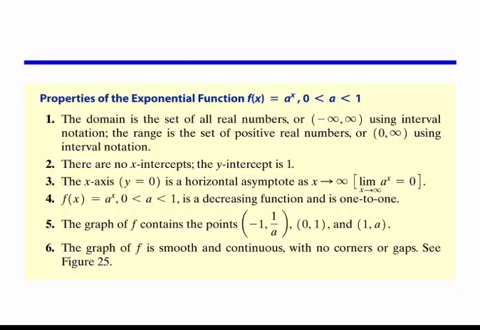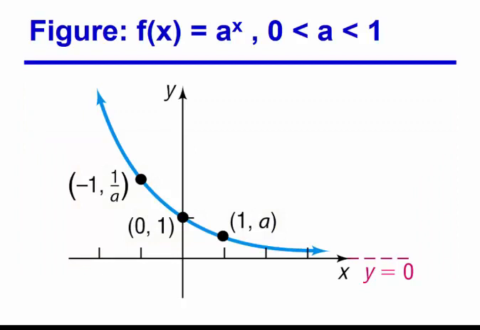In other words, the limit of the function a to the x power as x goes to infinity is equal to 0. f of x is equal to a to the x power, where a is between 0 and 1. It's a decreasing function, and it is 1 to 1. The graph of the function f contains the points negative 1, 1 over a; 0, 1; and 1, a. The graph of f is smooth and continuous. It has no corners and no gaps. And this is what the graph of the function looks like.